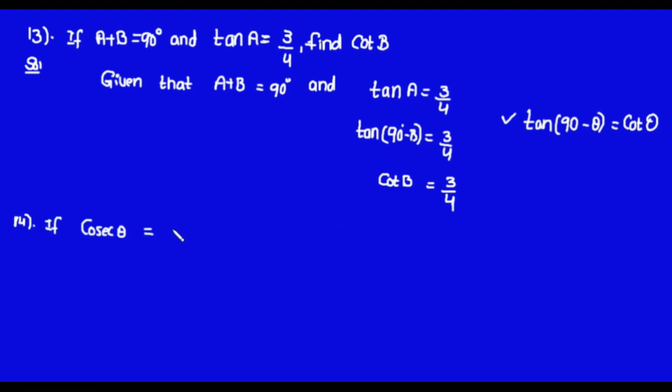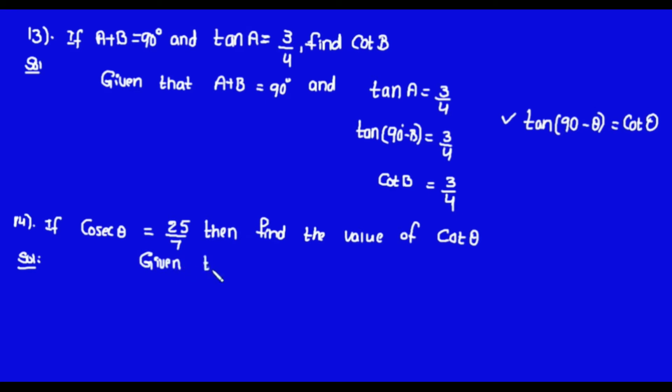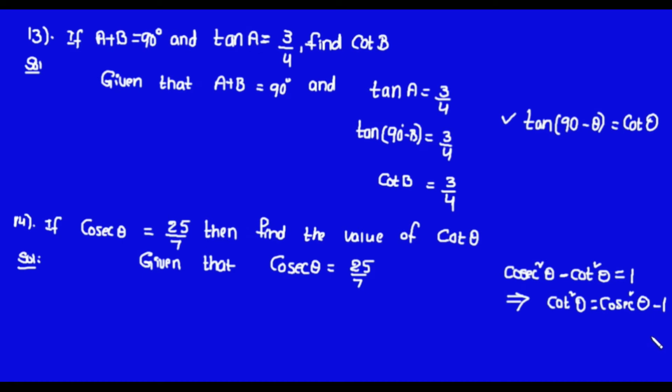Problem number 14. If cosecant theta is equal to 25 by 7, then find the value of cot theta. Given that cosecant theta is equal to 25 by 7, we know that cosecant square theta minus cot square theta is equal to 1, which is a trigonometric identity. From this, we can write cot square theta as cosecant square theta minus 1. So, we are writing cot square theta is equal to cosecant square theta minus 1.